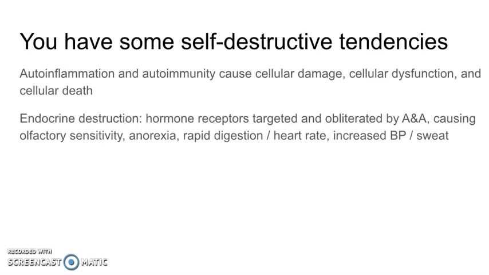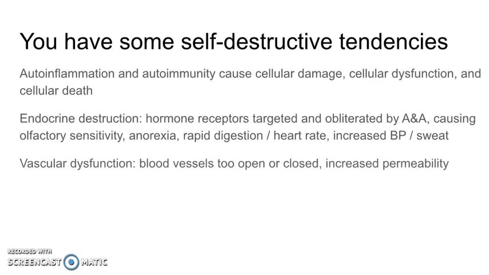Can also be experiencing rapid digestion and rapid heart rate and increased blood pressure and sweat output. This also causes vascular dysfunction, which means your blood vessels end up being too opened or too closed and increasing the permeability. Permeability is the ability of things to cross from outside of your vascular system and inside to the cells, the interstitial space, the space between cells outside of your blood vessels, where messages can be conveyed or different actions can occur. You might also experience muscle wasting.